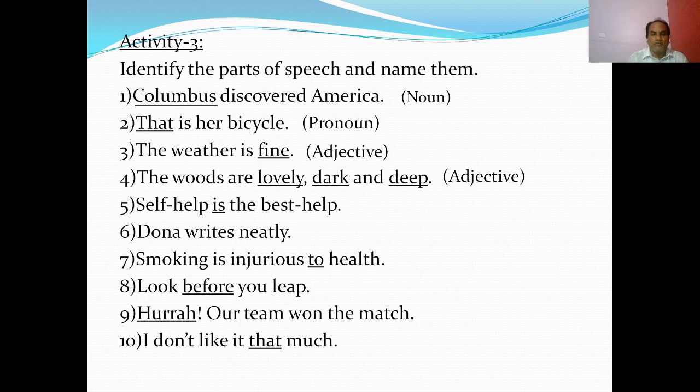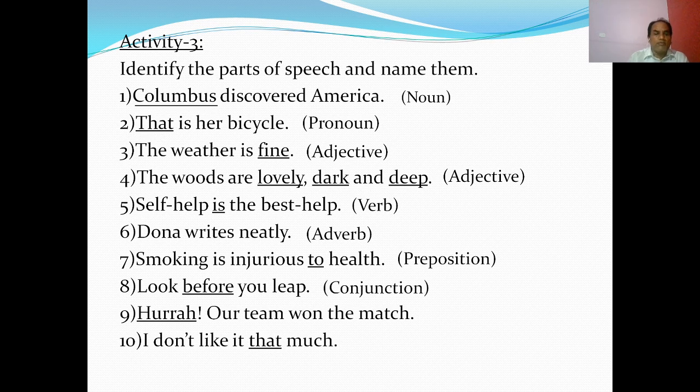Self-help is the best help. Here is the verb. Okay, action is the verb. And Donna writes neatly. Here, neatly is the adverb because it modifies the verb writes. Okay, smoking is injurious to health. You see, to here is the preposition because it is used before the noun health, and it makes the relationship between injurious the adjective and the noun. Okay, to is a preposition.